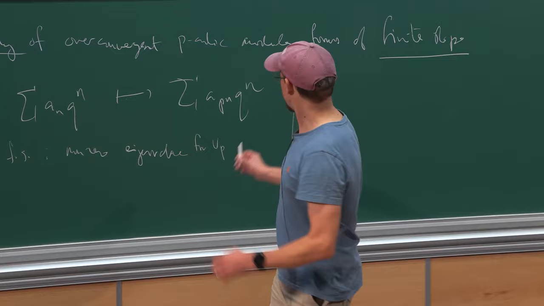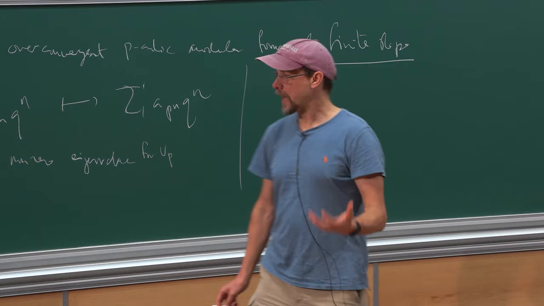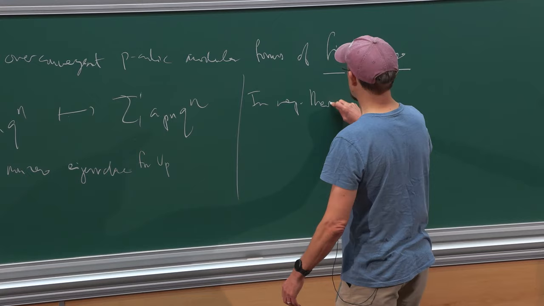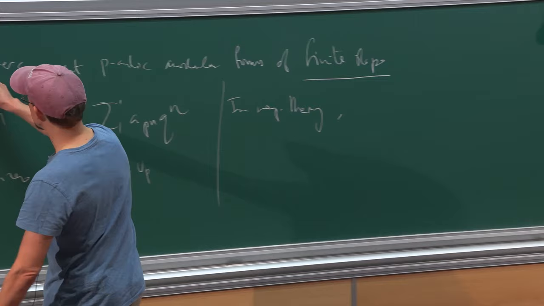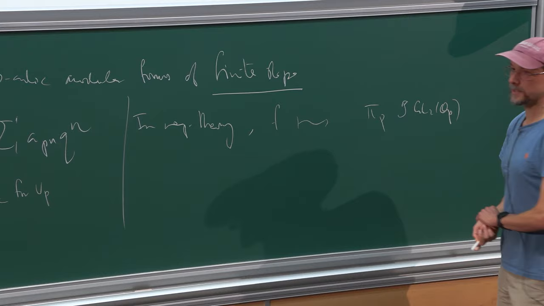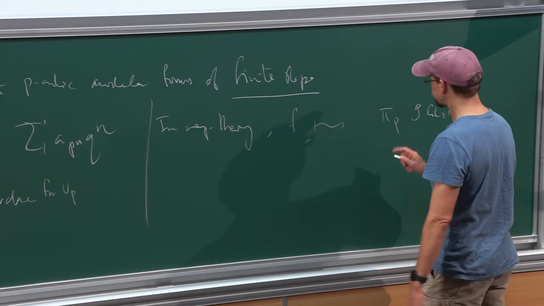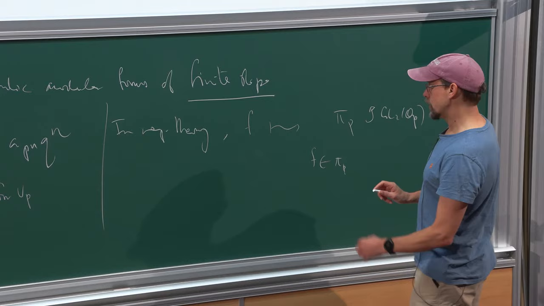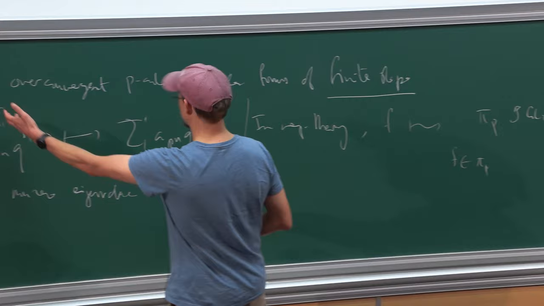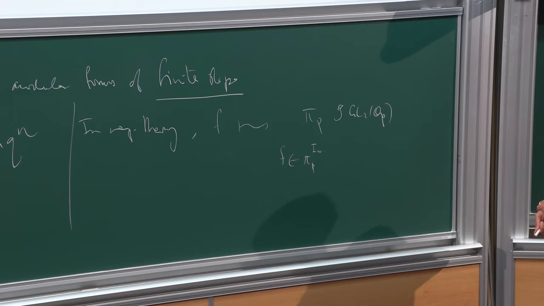But this finite slope condition is a bit irritating from another perspective, because it's not really a representation theoretic condition. In representation theory, this modular form F becomes a representation of GL2(Q_p), or rather, it generates a representation of GL2(Q_p). Suppose that F was a classical modular form where the level at p is gamma 0 p, then when we think of F as generating a smooth representation of GL2(Q_p), F is giving you an Iwahori fixed vector.